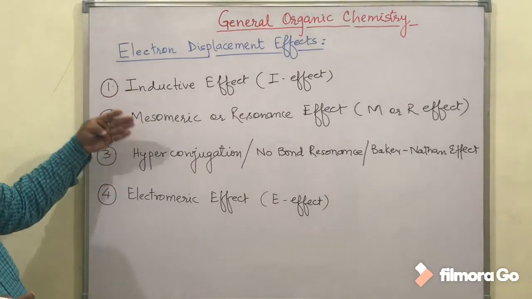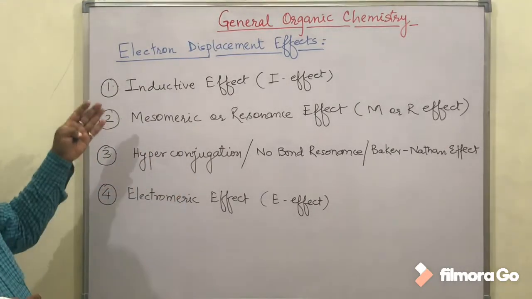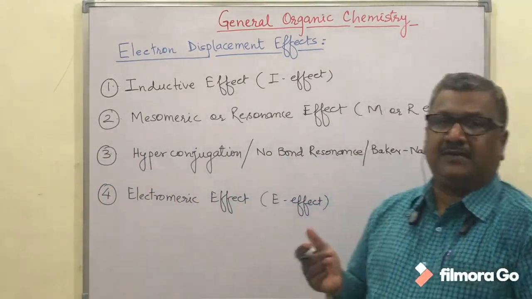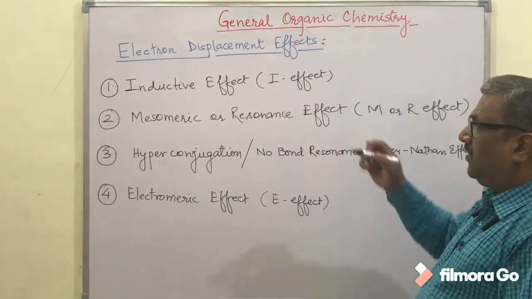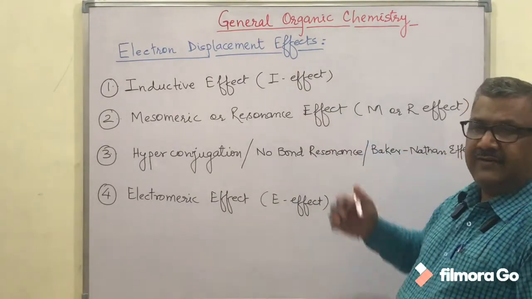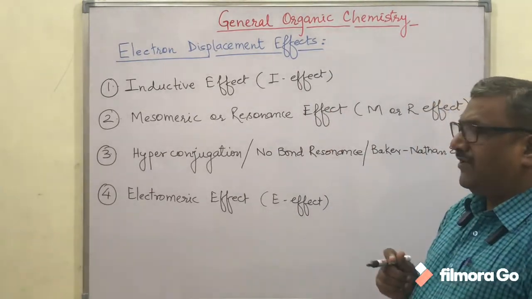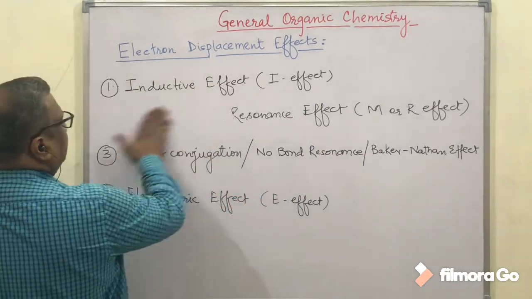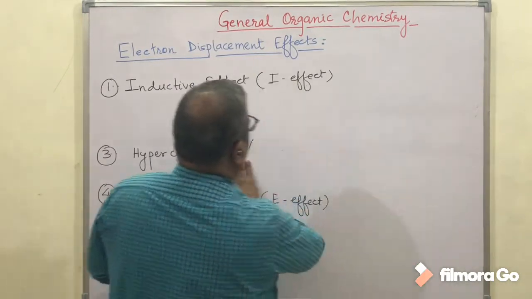So these are the four electron displacement effects which we have to study one by one, and they all are very important to understand. There are direct questions, and most important is their application. In the whole of organic chemistry, in the reaction mechanism part, we will be applying these effects to answer a number of questions. So first of all, we are going to start with the inductive effect, also called the I effect.